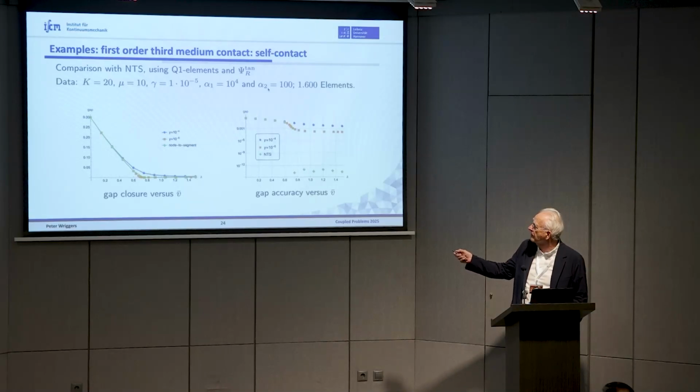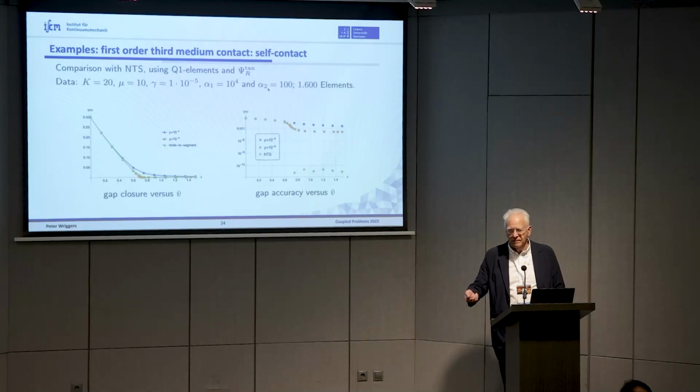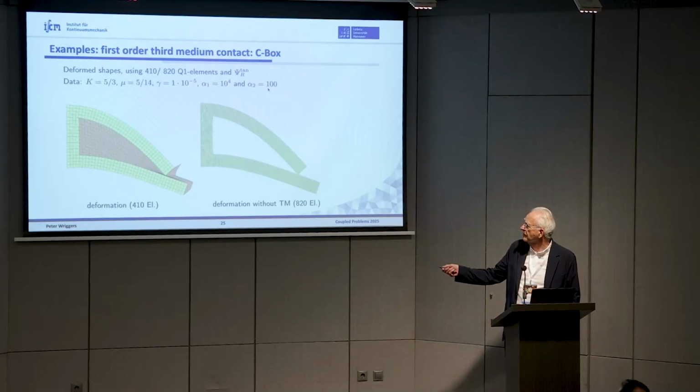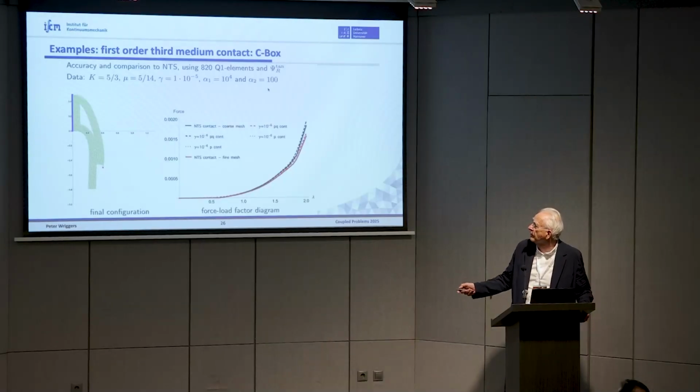This is our problem. Here starts the contact. For the small gamma, you get this type of gap behavior here, and this is what you get for node to segment. So node to segment is a lot better, but of course it's a lot more costly. This is basically the same result, where you can see the node to segment and the approach by the third medium. And this is another comparison for the whole contact problem here.